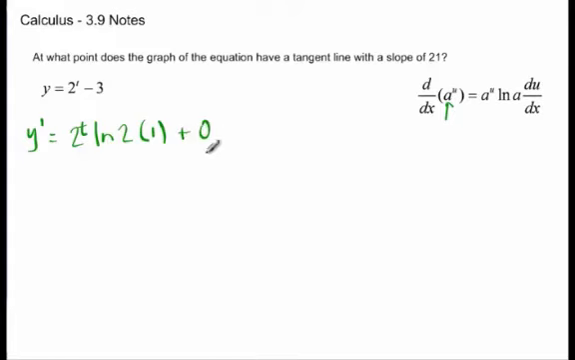Okay. So what is our derivative really? It really is 2 to the t natural log of 2. Well, we want to find where the tangent line has a slope of 21. So we're looking at this one right here. So guess what? Remember, derivative is our equation for slope. We want that equation to equal 21. So dive back into the depths, and how do we solve this out? Well, let's divide everything by the natural log of 2. That is a constant.